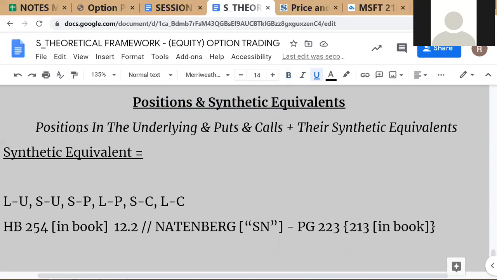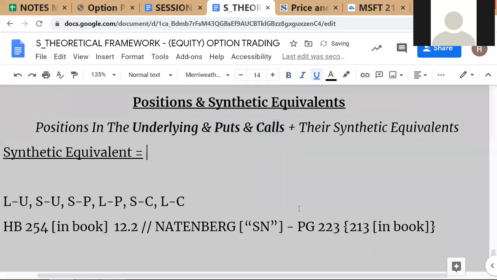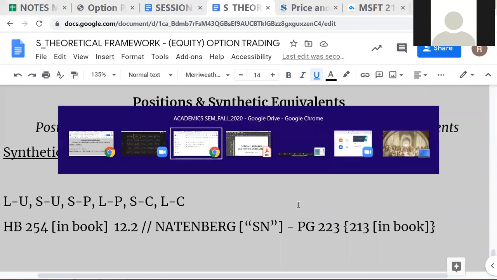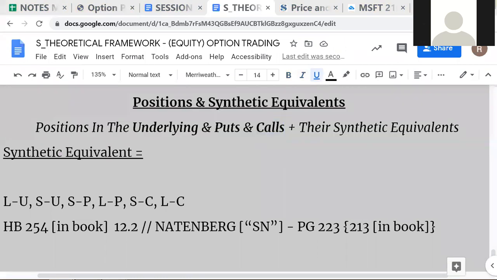Okay, so we're going to be talking about these positions in the underlying asset, puts and calls. So first, we need to define what a synthetic equivalent is. All right, anybody wants to take a crack at what a synthetic equivalent is? Anybody wants to define that?